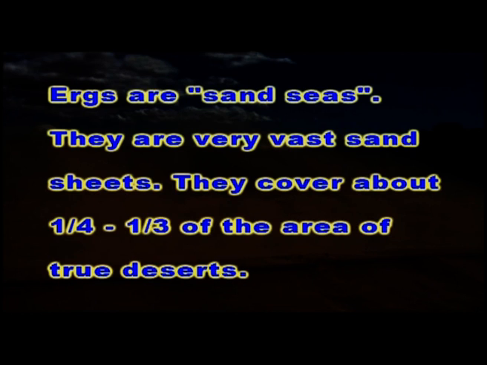Ergs are sand seas. They are very vast sand sheets. They cover about 1/4 or 1/3 of the area of the true deserts. These sandy deserts overlay the poorly consolidated sandy bedrocks.